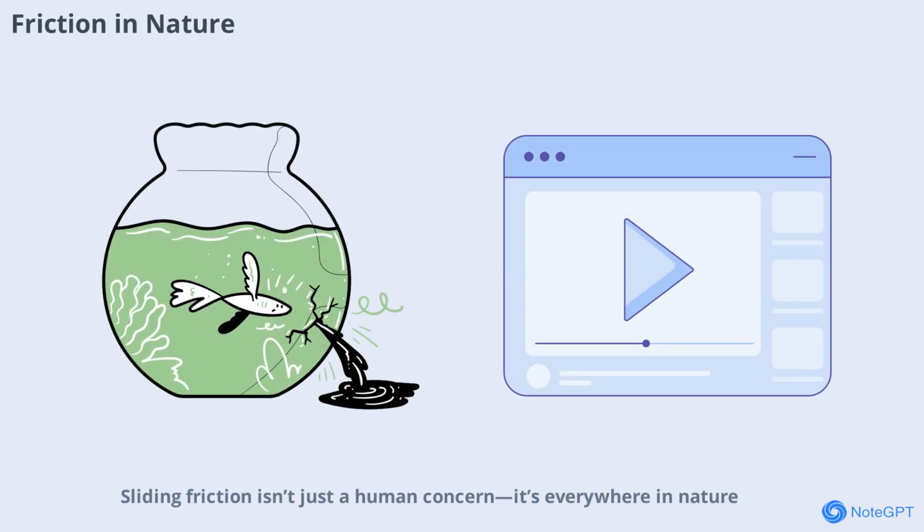Sliding friction isn't just a human concern, it's everywhere in nature. Animals rely on friction to move efficiently. For example, snakes use the scales on their bellies to grip the ground, while geckos have special pads on their feet to climb walls. Even plants use friction to anchor themselves in soil. By studying how nature manages friction, scientists develop new materials and technologies inspired by the natural world.